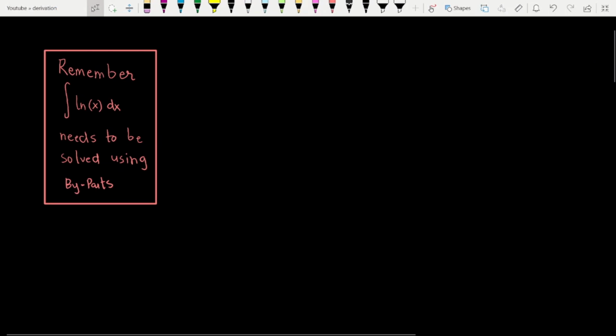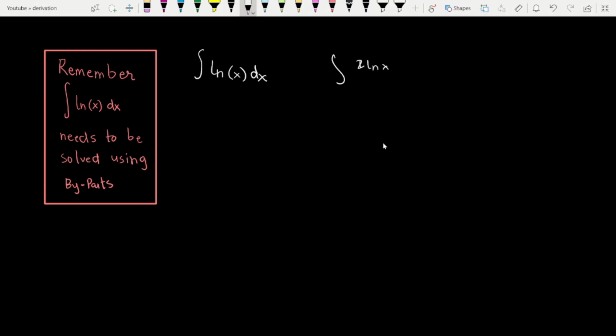You guys gotta remember that whenever you're trying to integrate ln x, you gotta use by parts. And I'm gonna show you guys how you're gonna do that. So let's say you have something that looks like this and you're supposed to be integrating ln x. Or let's say you're supposed to be integrating something like 2 ln x dx, and then you got this 3.